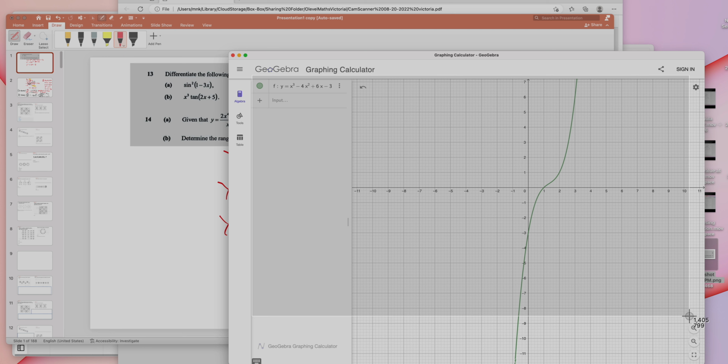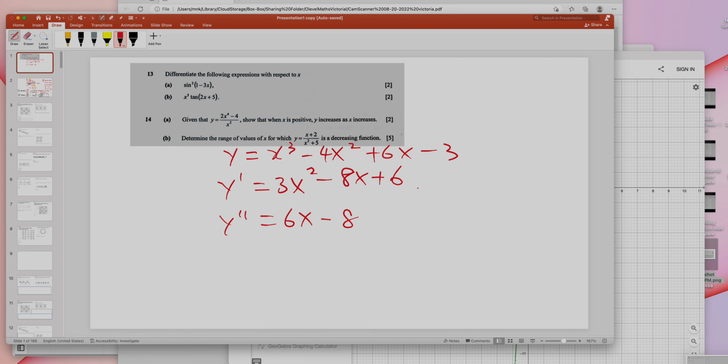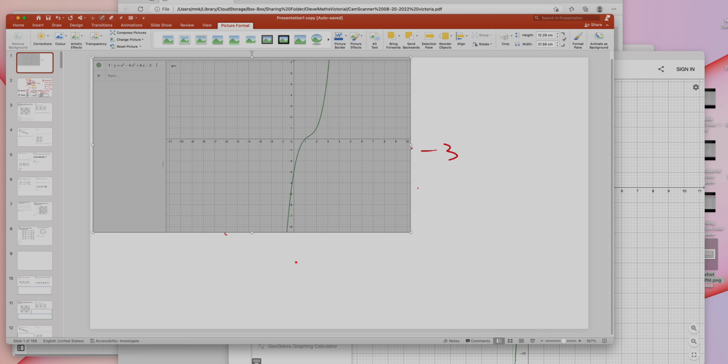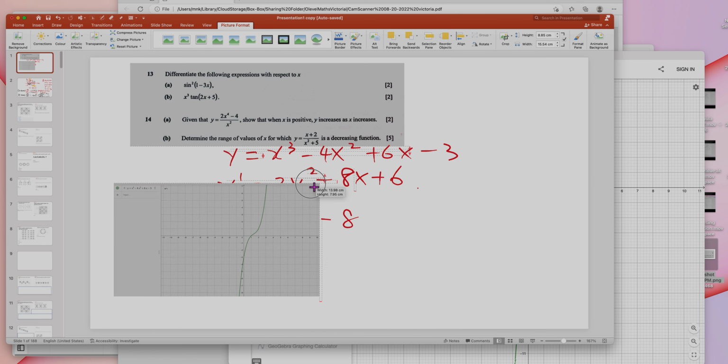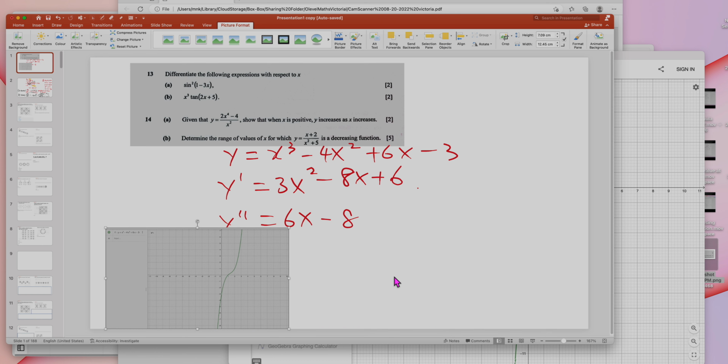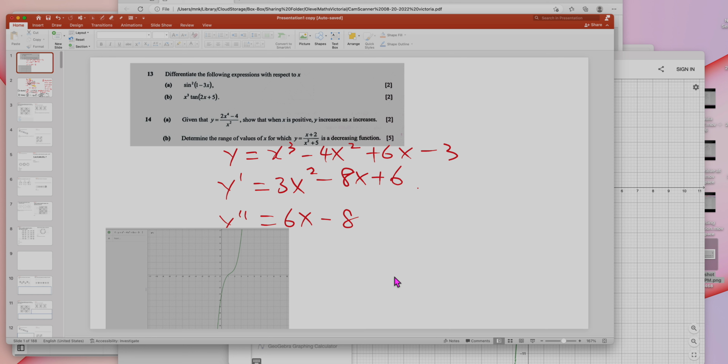If you manage to sketch this out, then how can you get the P here and the Q there? If you have used GeoGebra, you wouldn't have those ugly and wrong points. Okay, good. So this is the sketch, right?